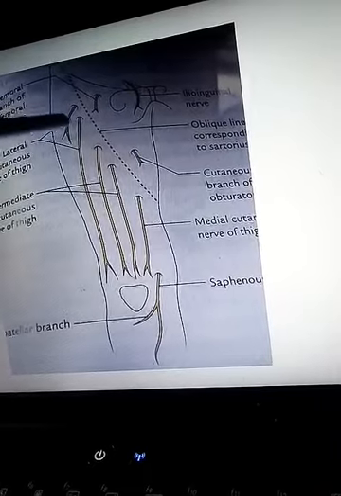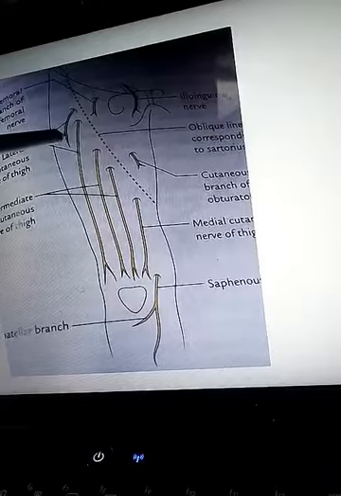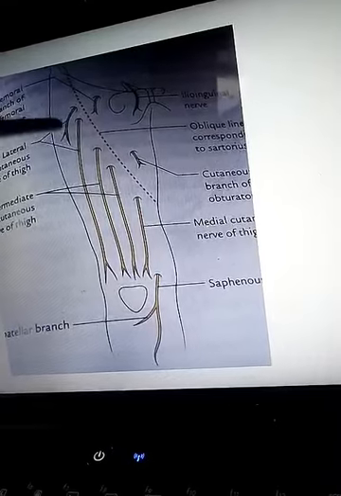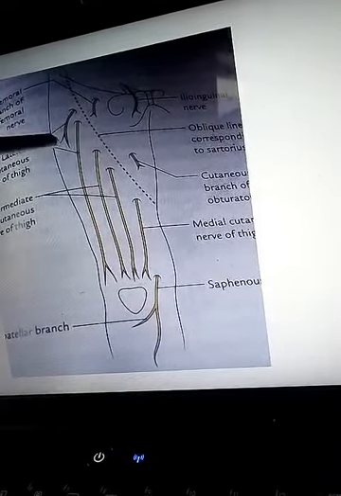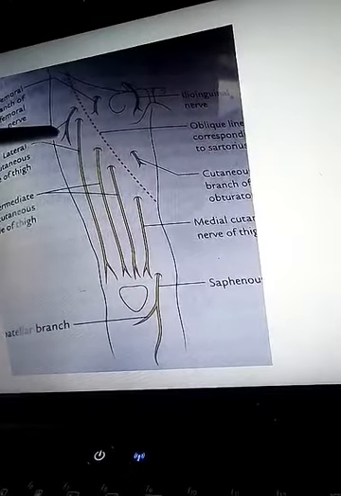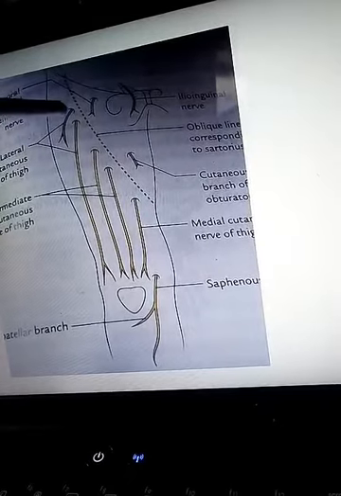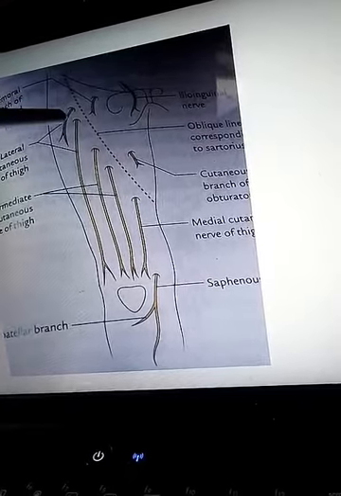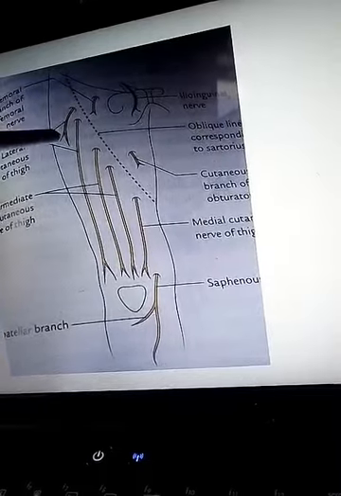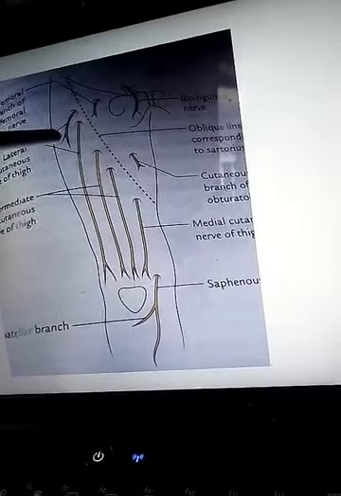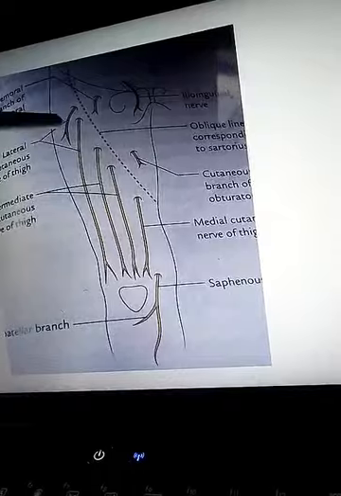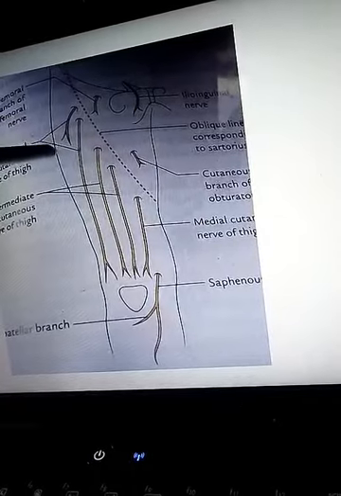Now this lateral cutaneous nerve of the thigh is a direct branch from the lumbar plexus. It enters the thigh by passing behind or through the lateral end of inguinal ligament. It supplies the skin on the anterolateral side of the upper thigh.